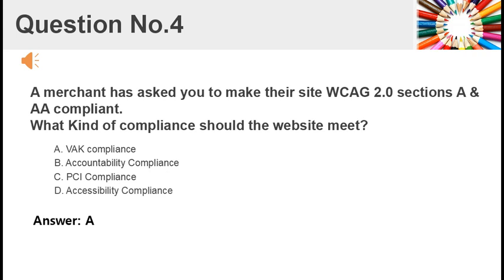A merchant has asked you to make their site WCAG 2.0 sections A and AA compliant. What kind of compliance should the website meet? A. VAK compliance, B. accountability compliance, C. PCI compliance, D. accessibility compliance. Answer, A.